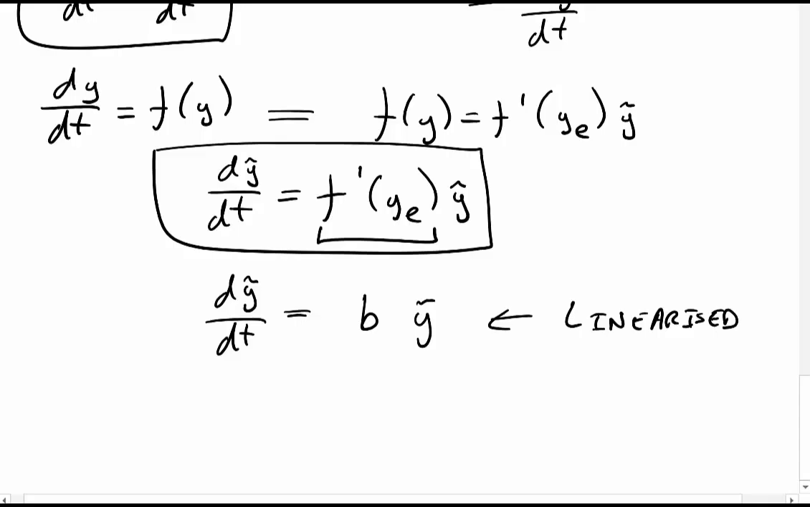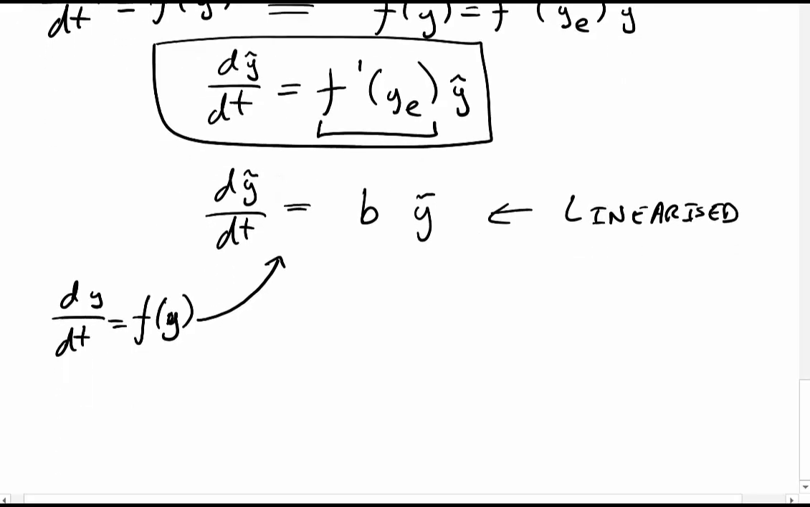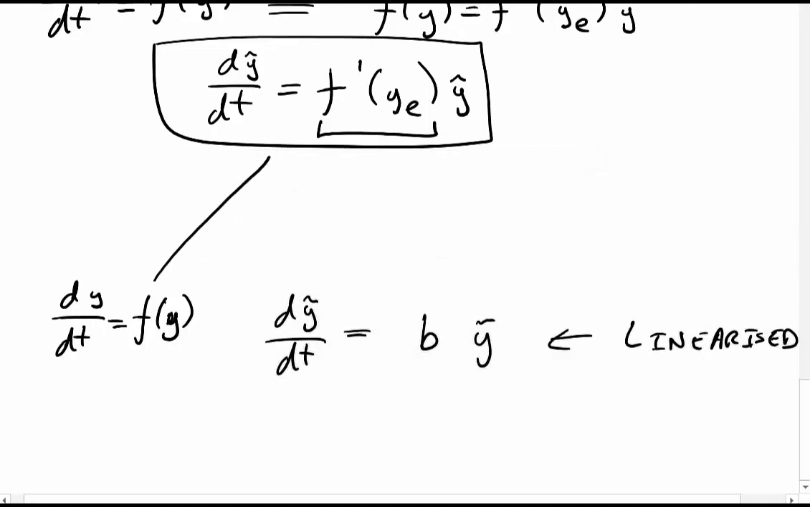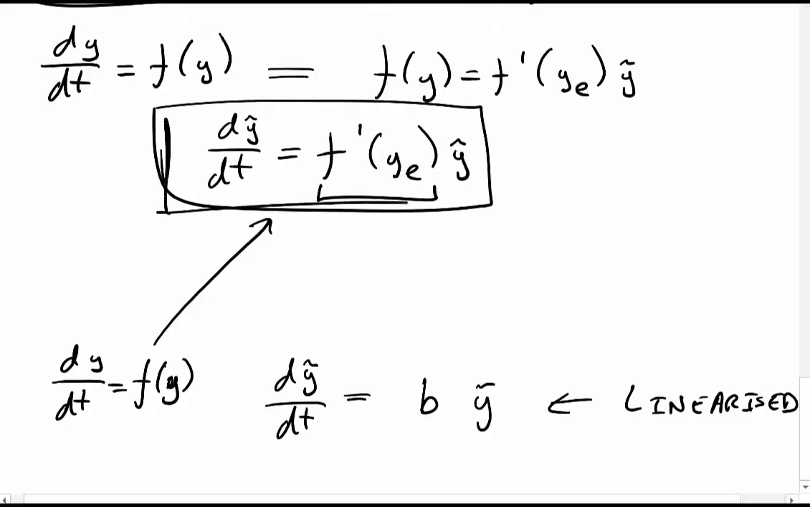So in other words, what have I done? I've changed dy by dt equals f of y, which I assumed wasn't linear, and I basically turned that into this, just by considering y to be a really, really small distance away from my equilibrium point. So for y close to my equilibrium point, this is true. This is kind of the simplified version, but that is the same as that. So this is my linearized version here in this box. Okay, cool.